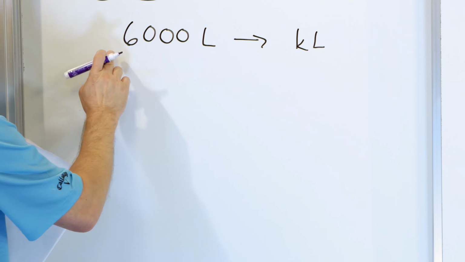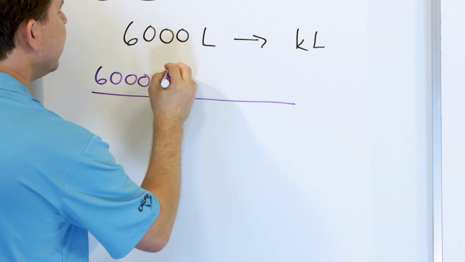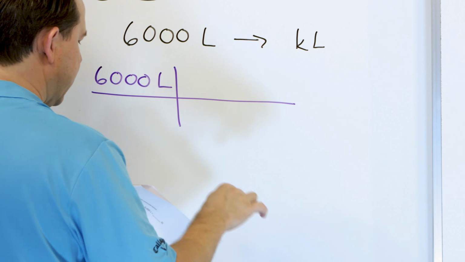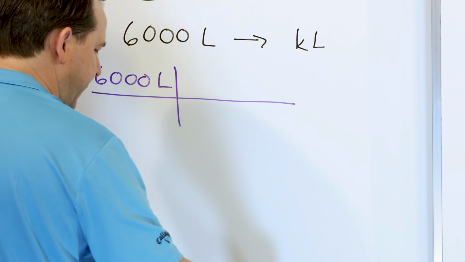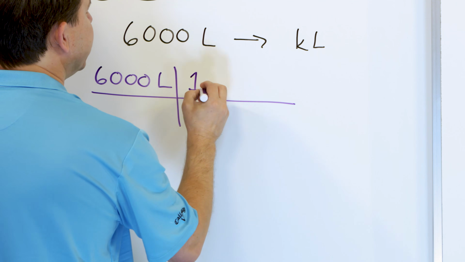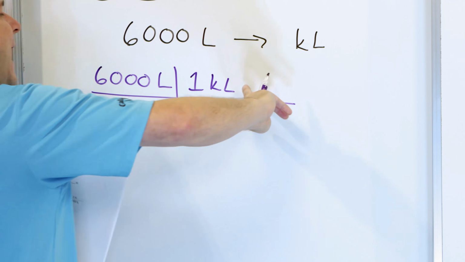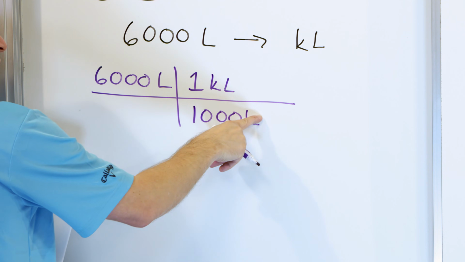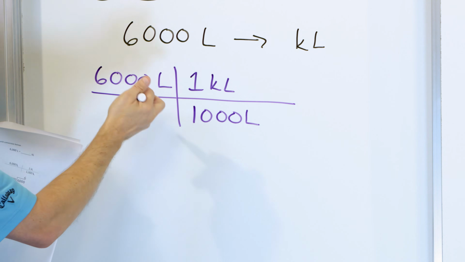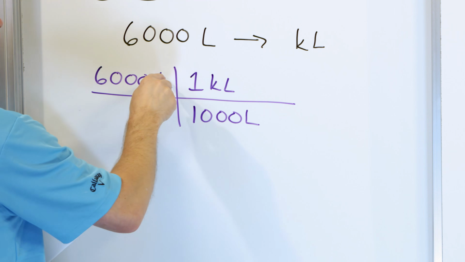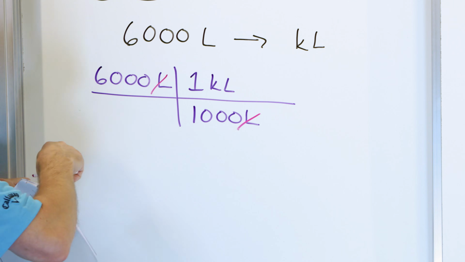Now, how do I arrange it? I first write down what I know, 6,000 liters, draw a horizontal line, and then draw a vertical line. Now, I know that 1 kiloliter is 1,000 liters. I could put the kiloliter on the top or the kiloliter on the bottom. The way that you need to write it is that 1 kiloliter is 1,000 liters. Why do I write it this way? I could flip it over and have the kiloliters on the bottom and then the 1,000 liters on the top. But if I do that, nothing will cancel. You see, it only cancels if I have something on the top and something on the bottom. Liters will cancel with liters. If I flipped it over, nothing would cancel. I would have kiloliters here, and that would be wrong.